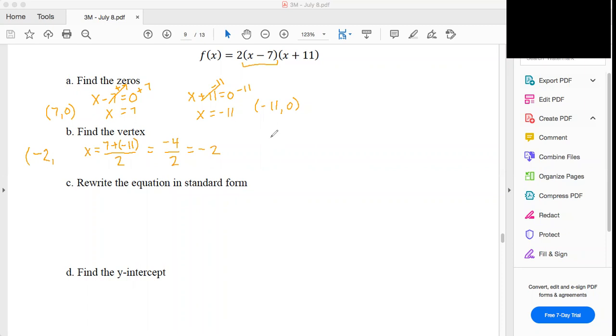What you're going to do is go back to that equation and put negative 2 where there's an x. So 2 times negative 2 minus 7 times negative 2 plus 11. Negative 2 minus 7 is negative 9. Negative 2 plus 11 is 9. And when you multiply all that together, it gives us negative 162. So you go back to your point here and write negative 162. That's where the vertex would be.